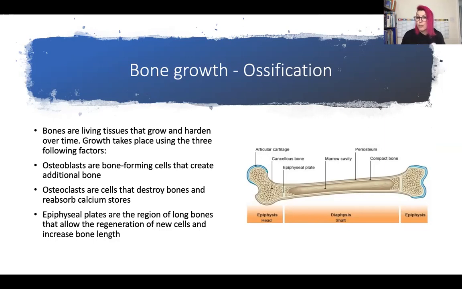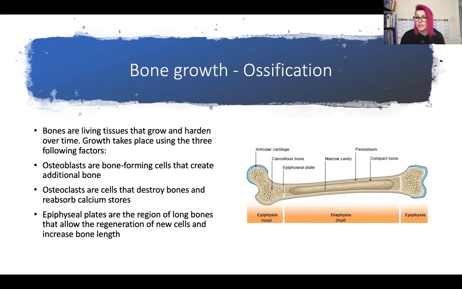So we use osteoblasts. So blasts, I always remember blasts and clasts. So blasts are building bone. So osteoblasts build the bone and help us create additional bone. And osteoclasts clean the bone. So I think of building and cleaning. They're the cells that destroy bone and reabsorb calcium stores.